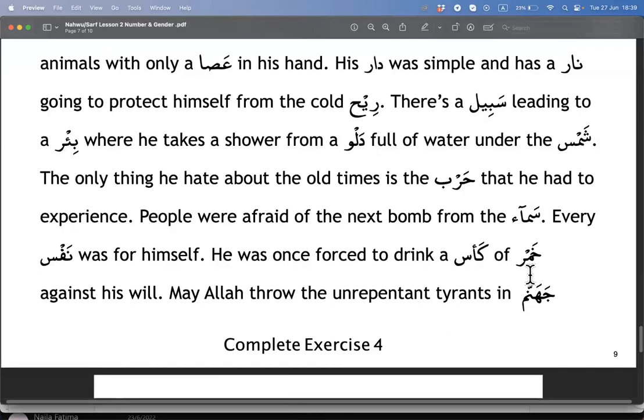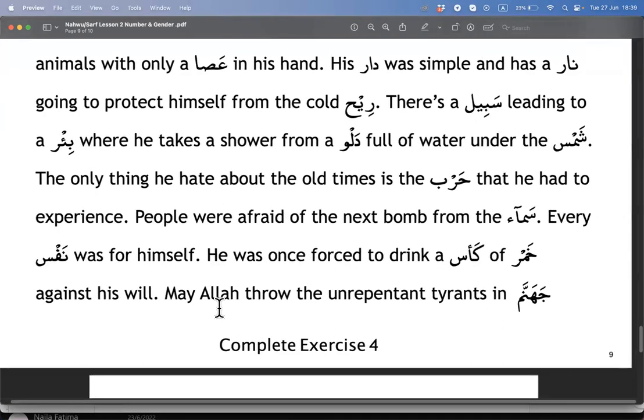Against his will. Homer is like beer, wine, all that, intoxicant, khamar. Okay, so he was once forced to drink a cup of khamar against his will. May Allah throw the unrepentant tyrants in Jahannam. Jahannam is the name of the hellfire, of course.